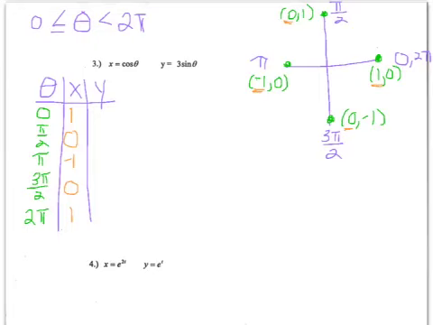And the sine of all of our angle measures is the y value. So 3 times the sine of 0 is 0, so we get a 0 there. The sine of pi over 2 is 1, so times 3, we have a 3. The sine of pi is 0, so we're back to 0. The sine of 3 pi over 2 is -1, so we get -3. And the sine of 2 pi is 0, so we are back to 0.